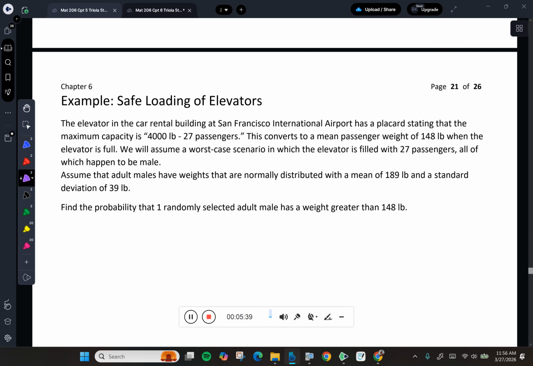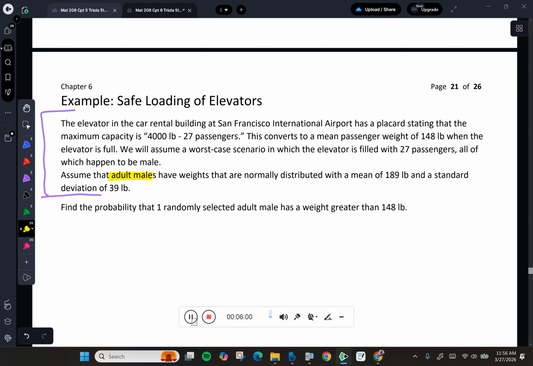Assume adult males have weights that are normally distributed with a mean of 189 pounds and a standard deviation of 39 pounds. Right? Now we're going to be asked to calculate some probabilities. So all of this is set up, right? All of this is a setup for the problem. There's some information in here.